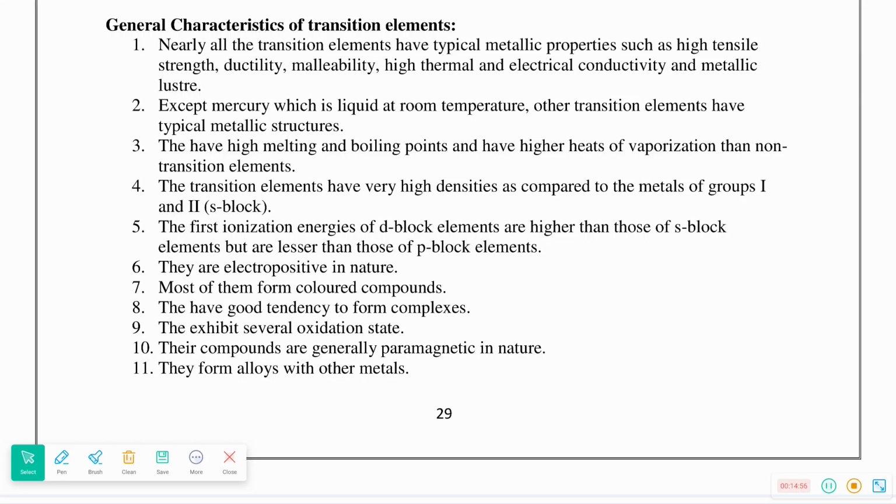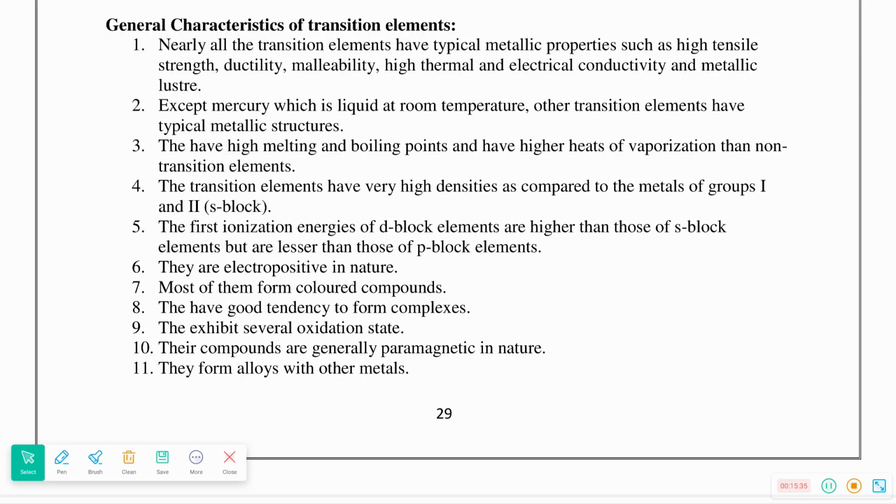Okay, then the next property: the first ionization energies of D block elements are higher than those of S block elements but are lesser than those of P block elements. What do you mean by ionization energy or ionization enthalpy? The energy required to remove the most loosely bound electron from a neutral gaseous atom is called ionization enthalpy. Energy required to remove the electron is called ionization energy or ionization enthalpy.